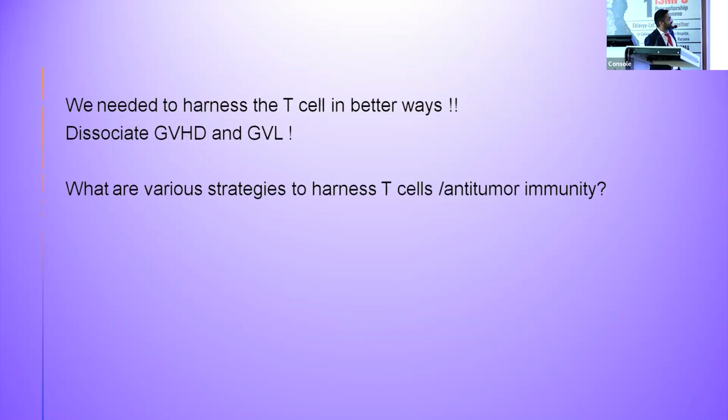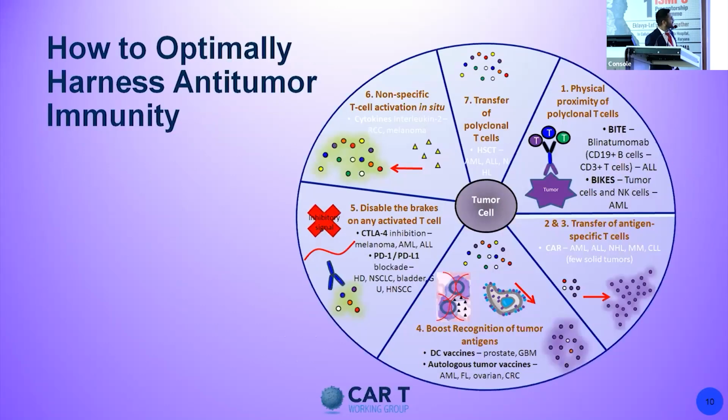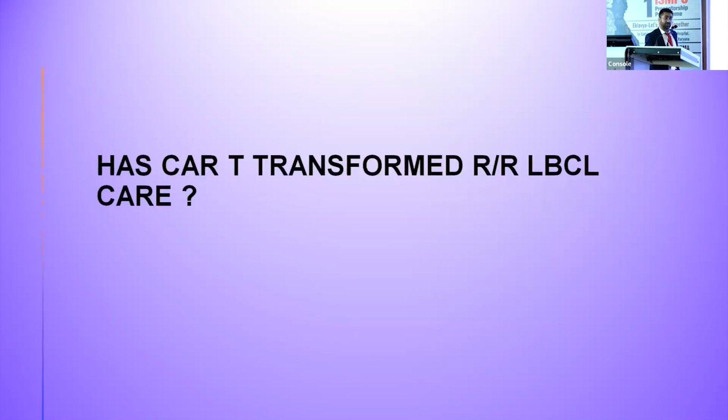So we needed to harness the T cells in better ways, and we wanted to dissociate the GVHD and GVL effect. This is what our scientists actually did. These are strategies to harness anti-tumor immunity. I will not go into details of this. We have bispecifics, we have checkpoint inhibitors, and we also have BiTEs, NK cells, CAR NK cells, CAR immune cells, and then we have CAR T cells. All these are ways we can really harness and use it to advantage.